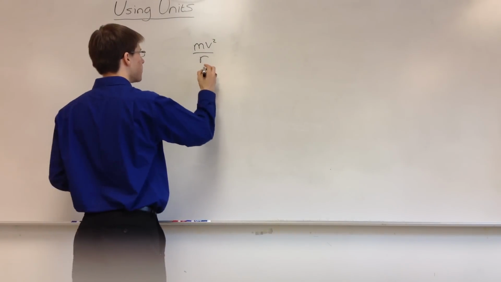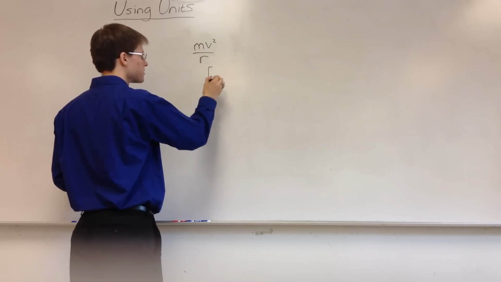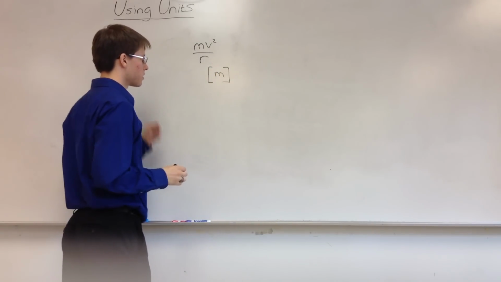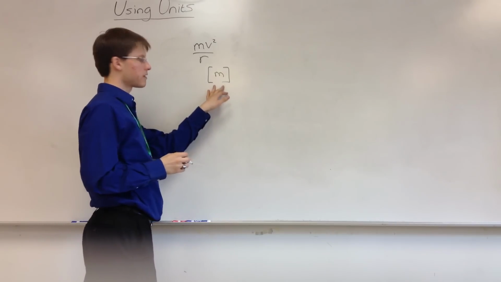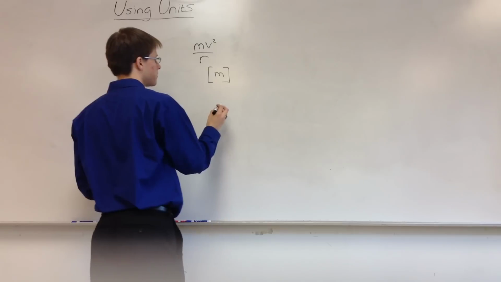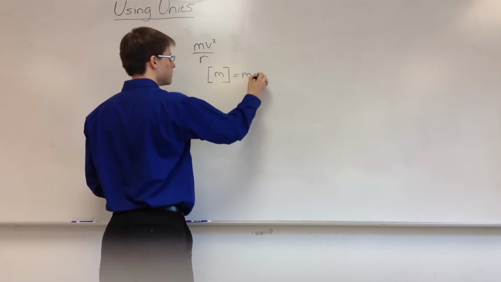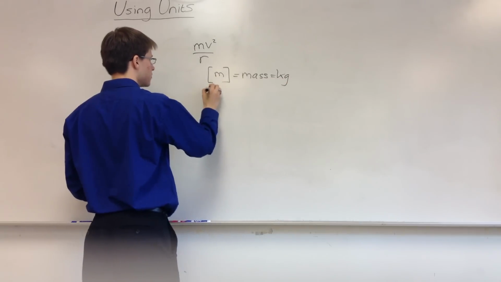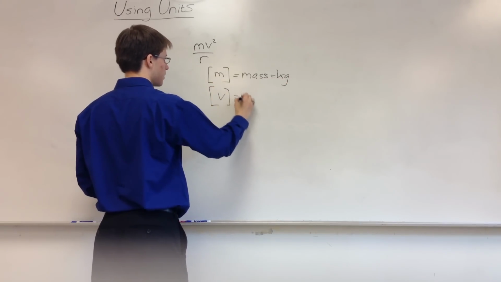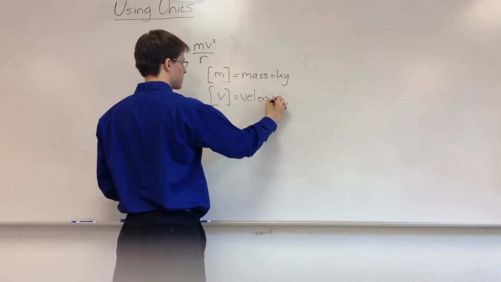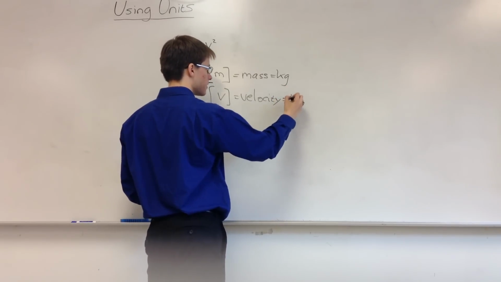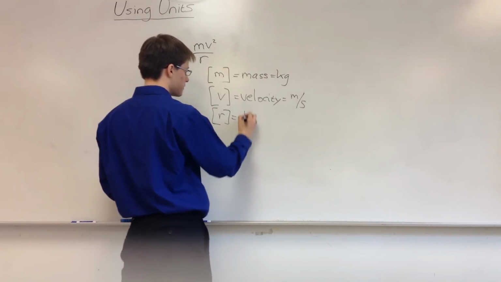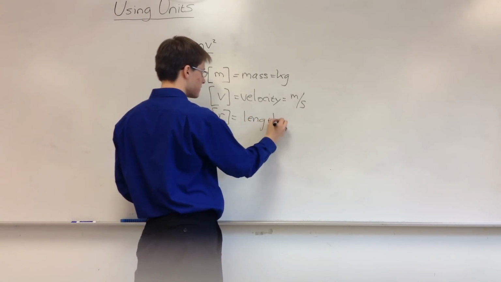So let's use this symbol, square brackets. If I put m in a set of square brackets, it's evaluating it for its units. So the units of the mass are mass, which in this case we'll say are kilograms. The units of v are velocity, which I'm going to say is meters per second. And r has units of length, which is meters.